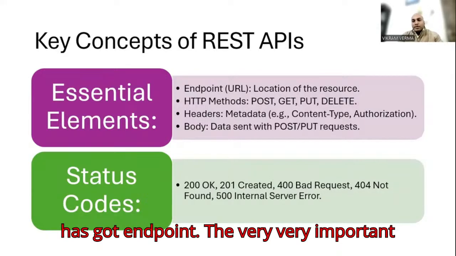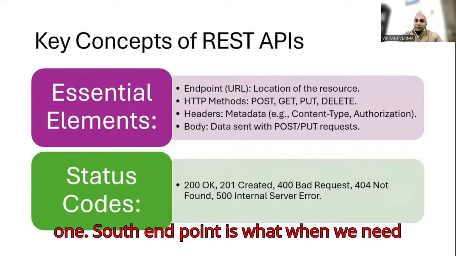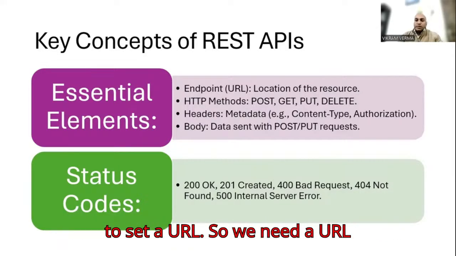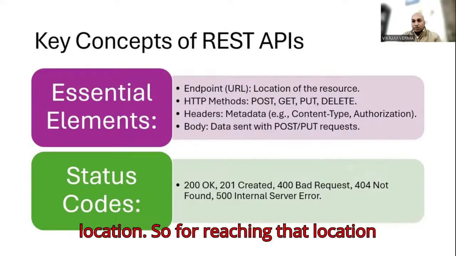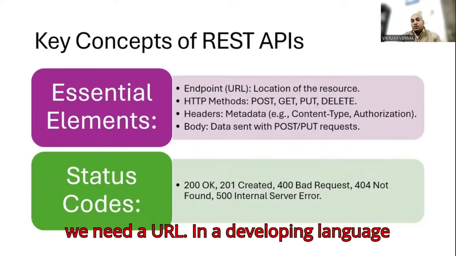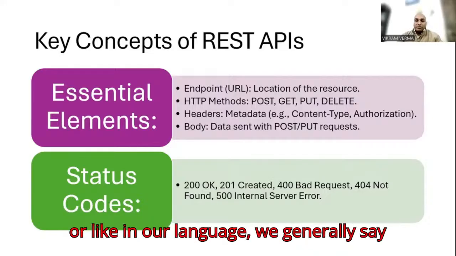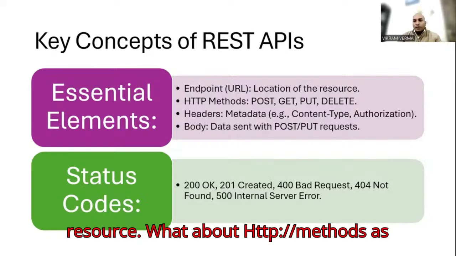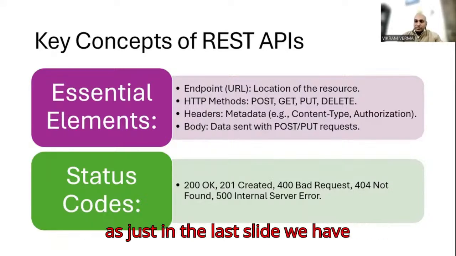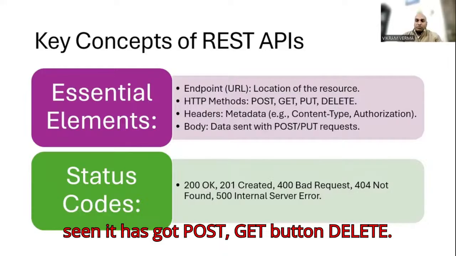So it has an endpoint, the very, very important one. So endpoint is what? When we need to set a URL. We need a URL because we need to reach some location. So for reaching that location, we need a URL. In a developing language, or in our language, we generally say it as endpoint. So it is the location of that resource. What about HTTP methods? As we have seen in the last slide, it has post, get, put, and delete.